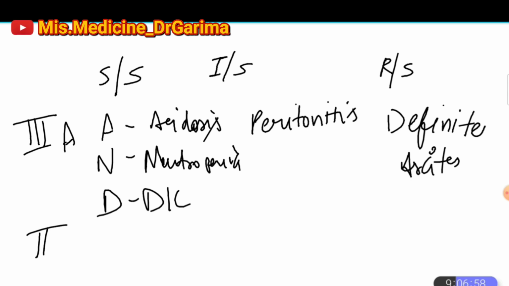Next and the last stage is 3B. They should have ascites in 3A. And in 3B, they have the same symptoms, MAT and BAT, and all the symptoms, plus they have peritonitis, and in the radiological signs they have pneumoperitoneum.